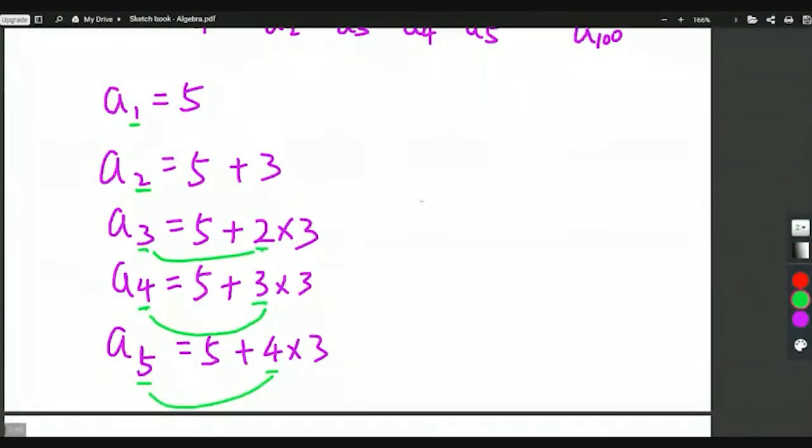So based on this observation, can anyone make a prediction as to what will happen for the 6th term? 5 times 3. And is there anything else? Plus 5. Thank you. Plus 5. Because the 5 does not change, right?